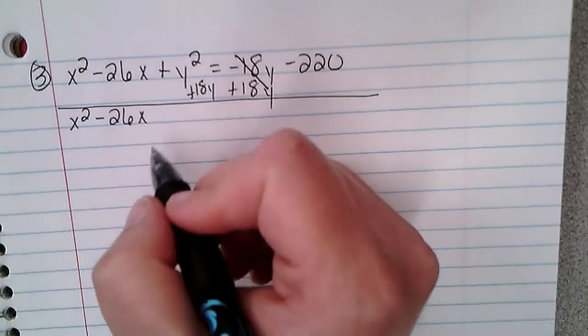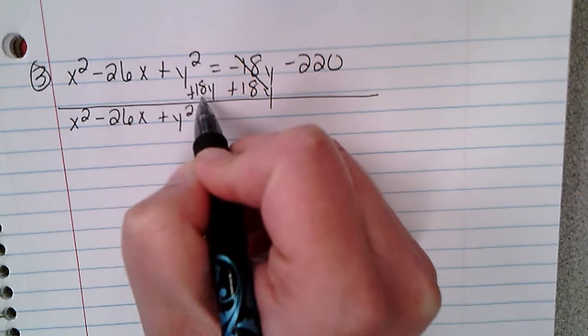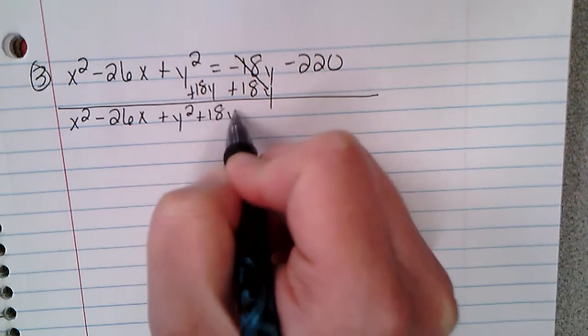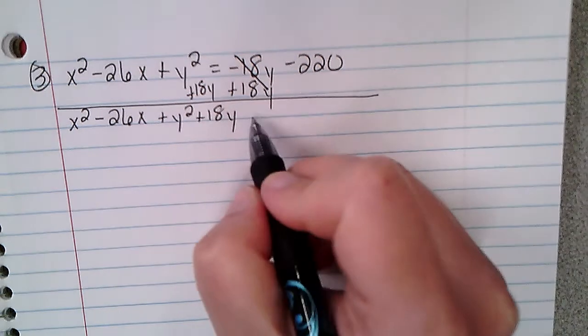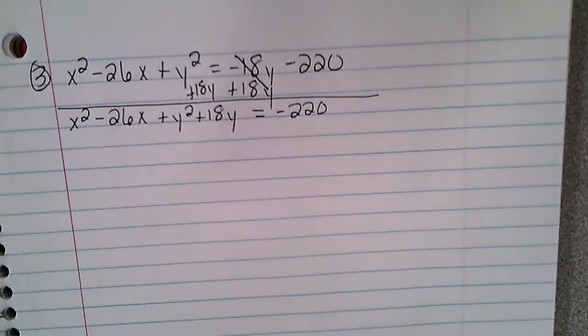You want your x's side by side. If they're not, fix it. Plus y squared. Now this new plus 18y is over here, that goes away, and we have our negative 220. So now it's in the form. We're ready to complete the square so that we can factor and find everything we need to know.